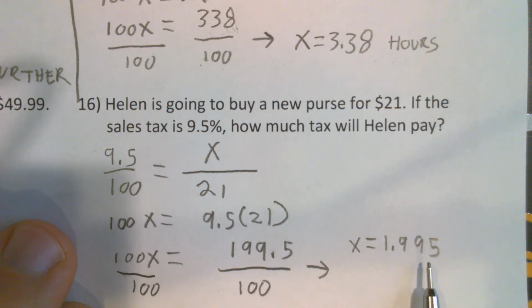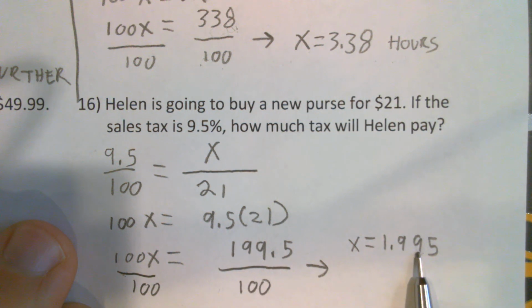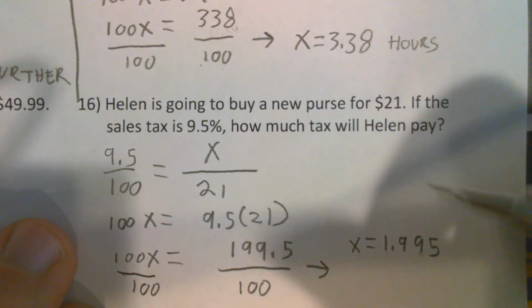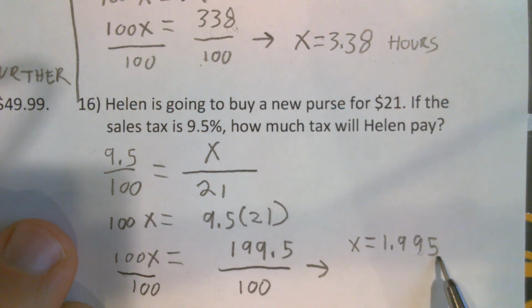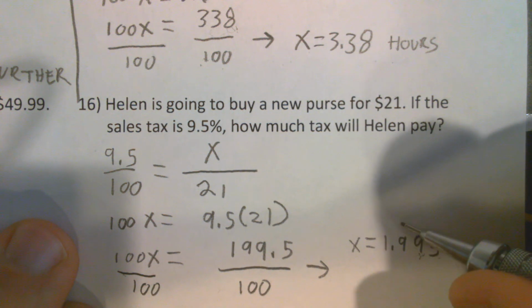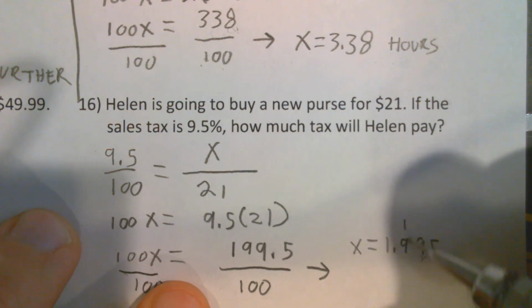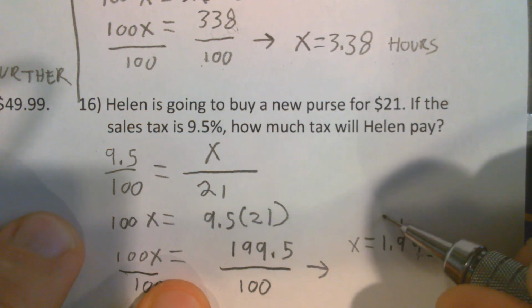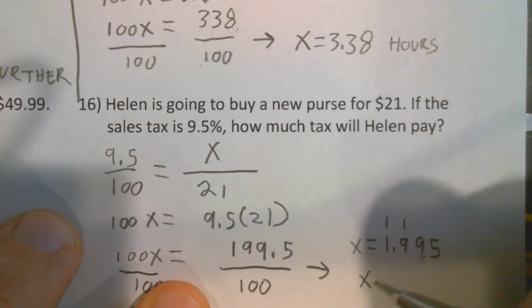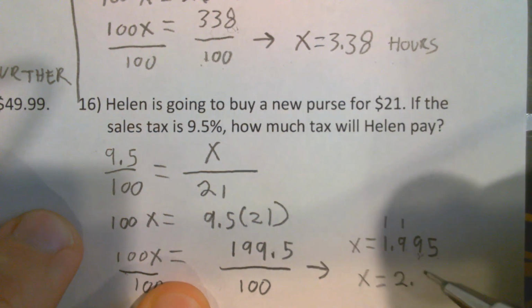So let's round this to the nearest cent. The nearest cent is the hundredths spot. The number to the right is 5 or larger, it's a 5. So we add 1 to the number we're rounding, which is going to make it 10. We have to carry. 9 plus 1 gives us 10 again, so we carry 1 more, and we're going to get exactly $2.